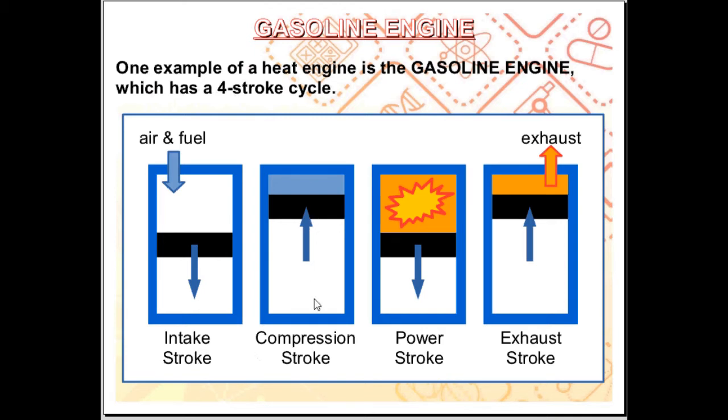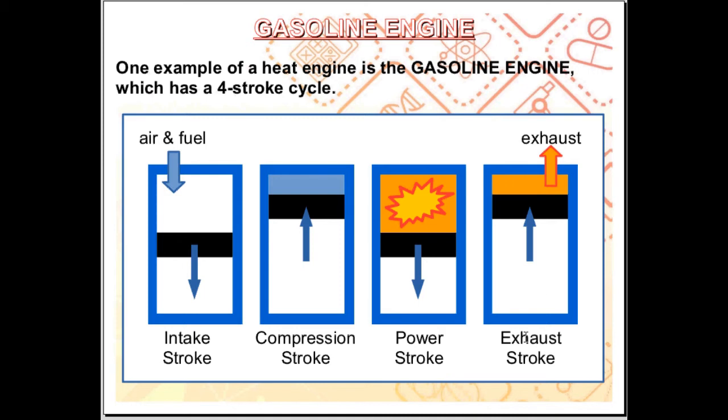Next, the piston is pushed up, compressing the air and fuel mixture. So basically, the piston is performing work to compress the air fuel mixture, the system. You have the compression stroke. The air fuel mixture is ignited by, say, the spark plug. The system expands, pushing the piston down. The system performs work on the piston. You have the power stroke.